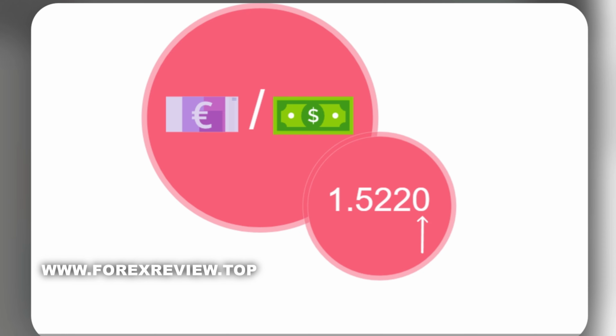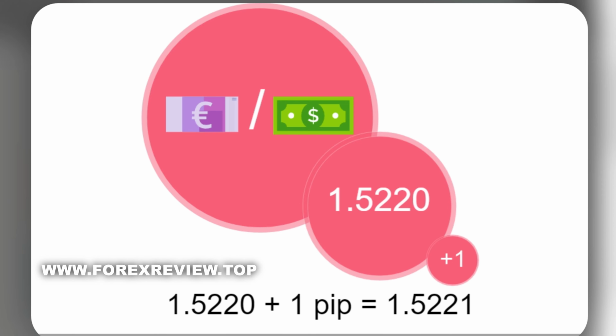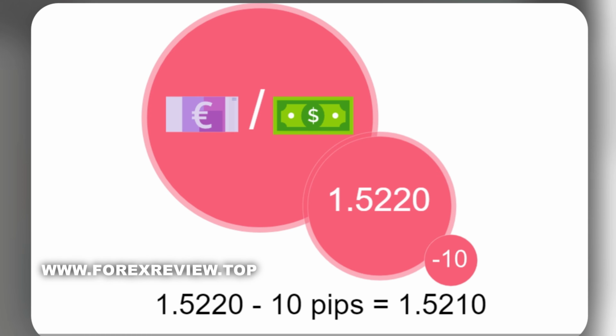If the exchange rate was previously 1.5220 and now it rose by 1 pip, the exchange rate will be 1.5221. If the exchange rate fell by 10 pips, it would be 1.5210, and so on. The Japanese yen is different.